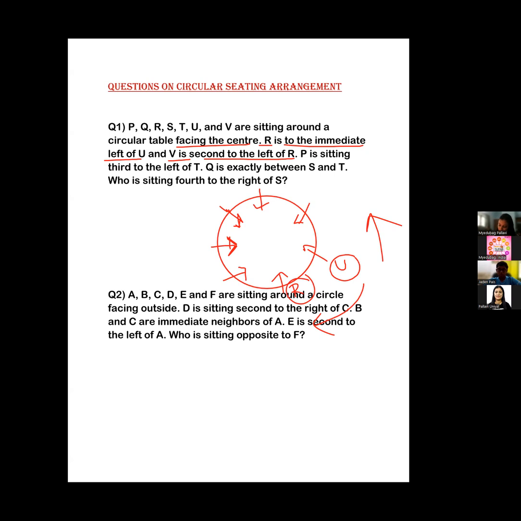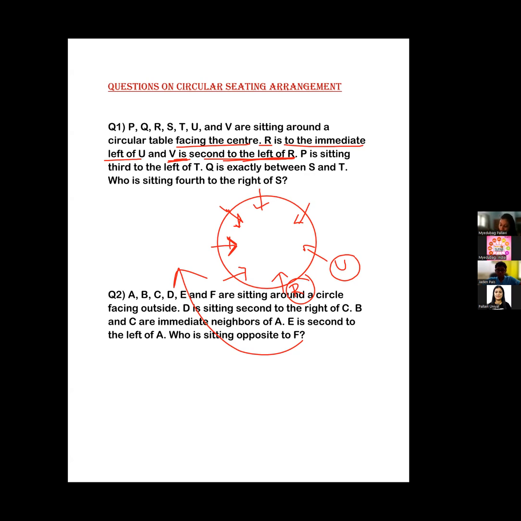Correct? Yes. Then the next point is V is second to the left of R. Second to the left of R is V. So again, left of R will be in this direction only, left side. Second to the left means leaving one place, that is 2 places away on the left side.